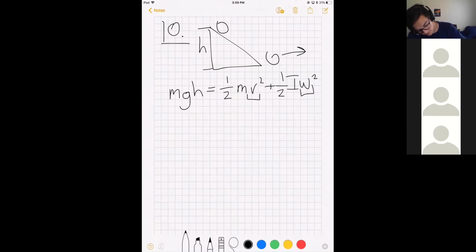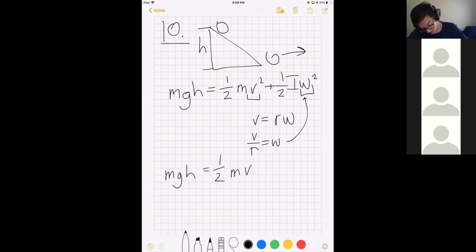And we're going to use the v equals R omega equation. So that means that v divided by R is equal to omega, and then we put omega in terms of R, and then we can plug that in here. So we end up with mgh is equal to 1/2 mv squared plus 1/2 I times v divided by R quantity squared.